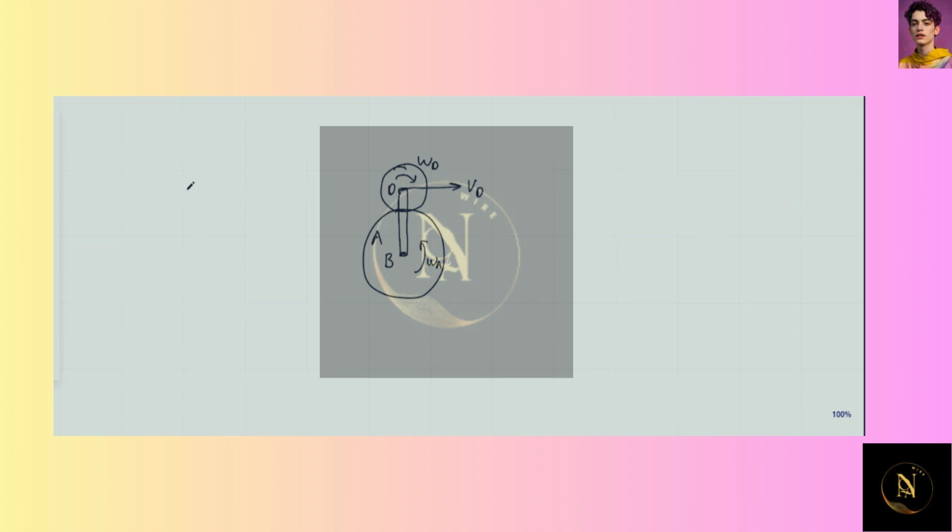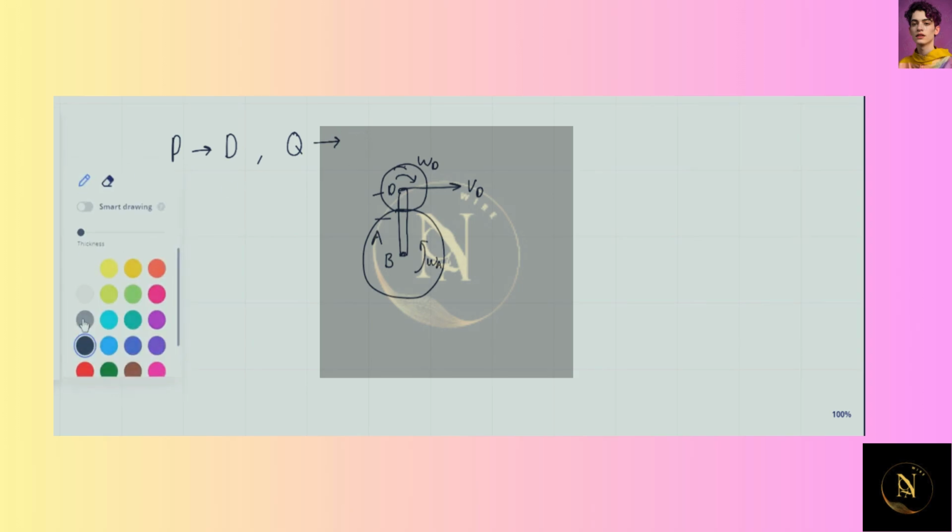So here we have a diagram of the situation, and we will let point P be the contact point on disk D and Q be the contact point on disk A. So P is the contact point on disk D and Q is the contact point on disk A. Those 2 points will coincide where the two meet.